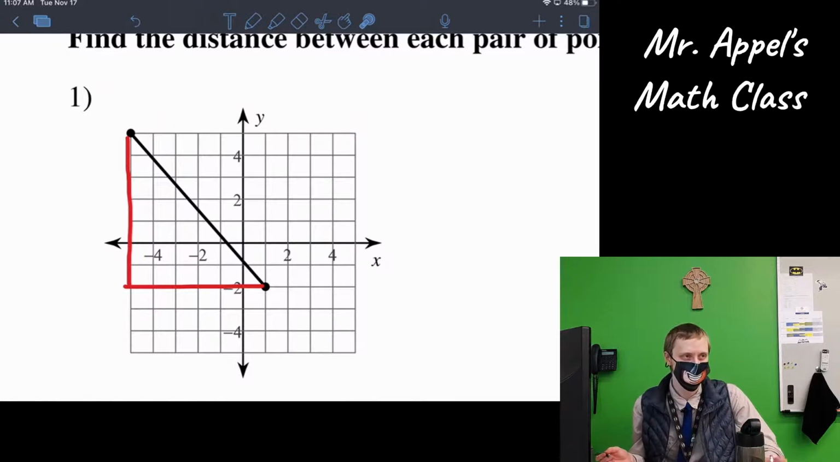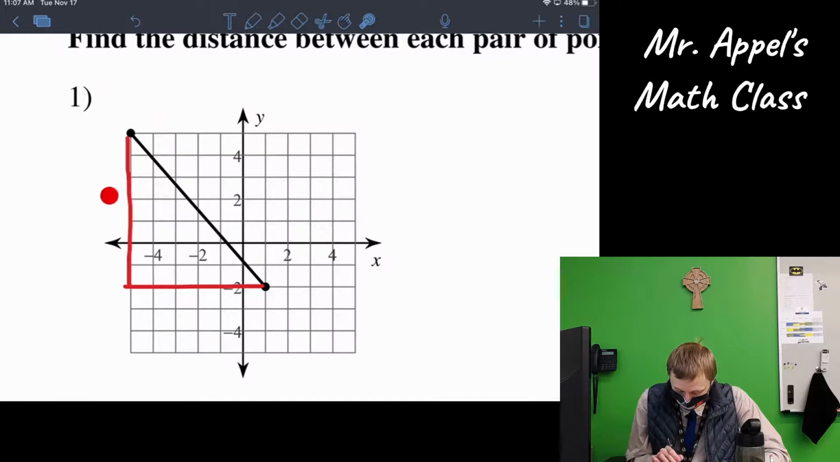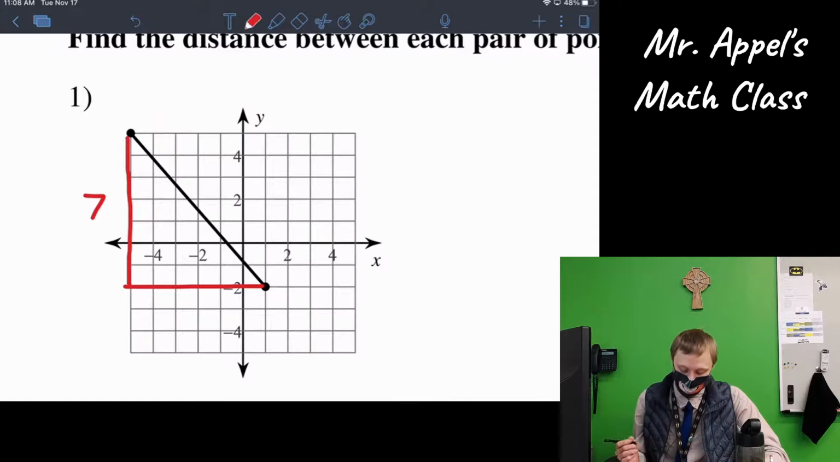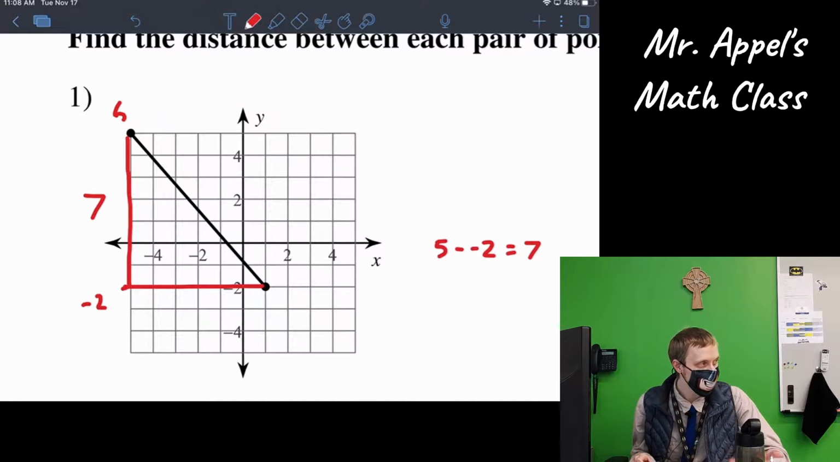I don't care what the numbers are. I just need to count, right? 1, 2, 3, 4, 5, 6, 7. It's a distance of 7. Yes, it was, because this is up here at 5, and this is down here at -2, and 5 minus -2 equals 7. You can do that.